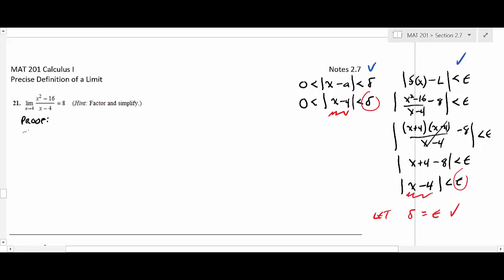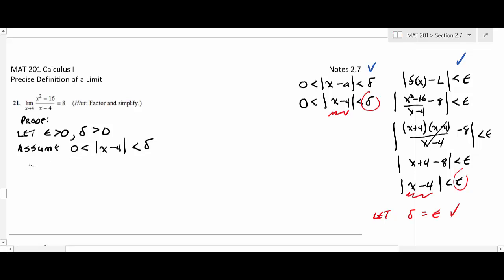Okay, the first thing that you want to do on this is let epsilon be a positive number and let delta be a positive number by definition. And then you're going to assume this part of the definition, okay? So you're going to assume that 0 is less than the absolute value of x minus 4, which is less than delta, okay?